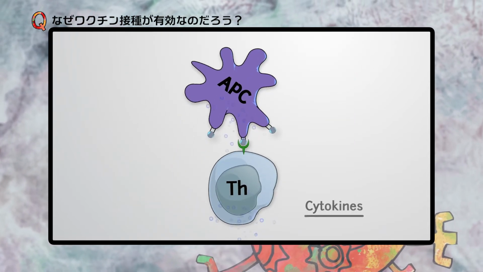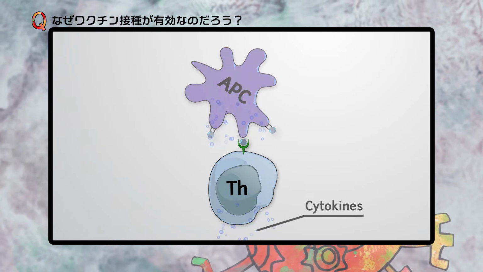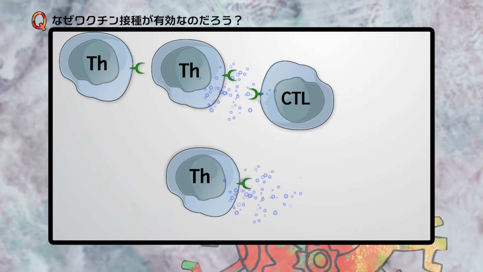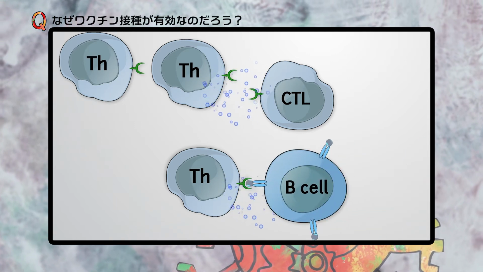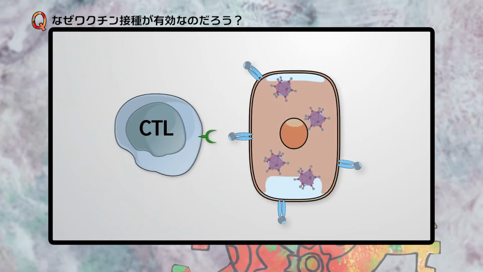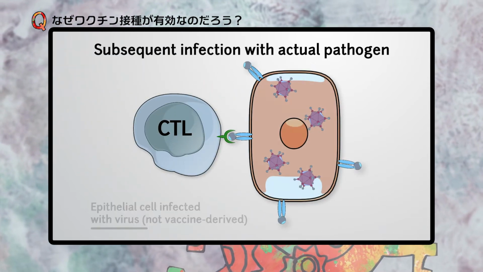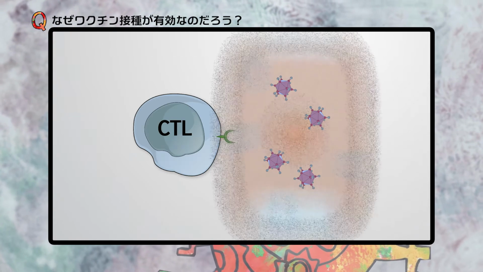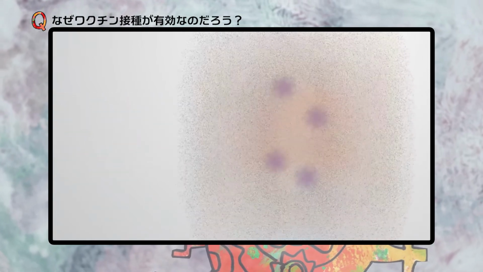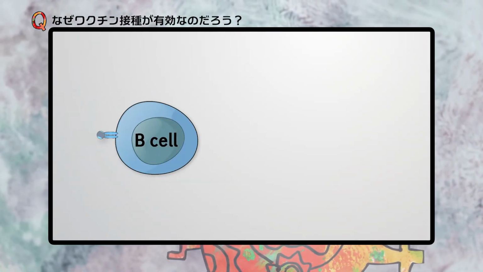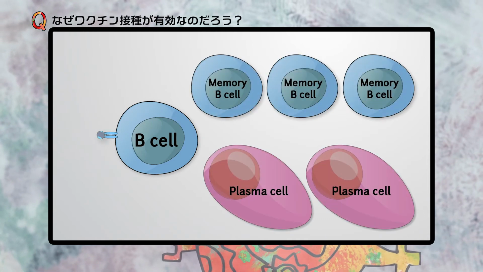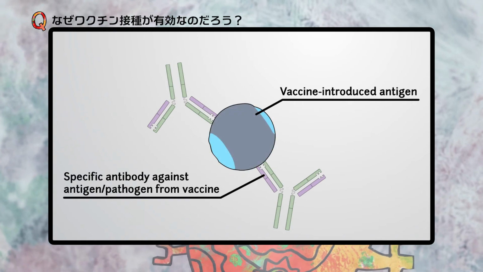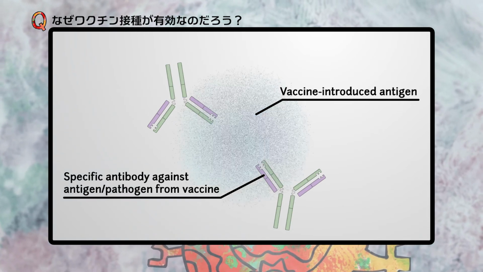APCs then activate T helper cells, or Th for short, that trigger cytotoxic T lymphocytes, or CTLs, also known as killer T cells, and B cells. Once activated, CTLs are able to detect infected cells, bind to the cells, and release chemicals that kill the cells, along with harbored pathogens. Post-activation by Th, B cells divide into plasma and memory B cells. The plasma cells make antibodies that bind to vaccine-introduced antigens to destroy and eliminate them from the body.